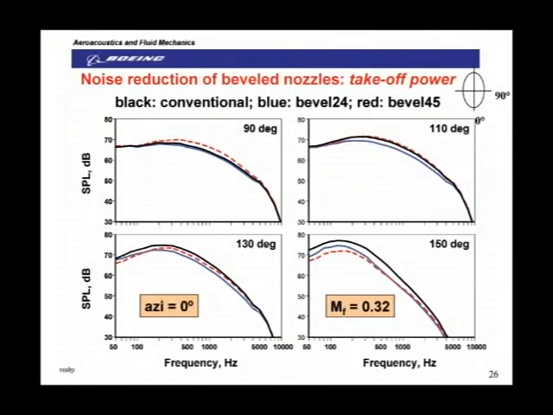Okay, let me show you some sample spectra between the conventional round nozzle and the two primary bevel nozzles. Black is the baseline, the red is the bevel 45, and blue is bevel 24. As you know by now, bevel 24 is the winner, and you don't see any increase in noise for bevel 24 at any angle. At low angles, you don't get any noise reduction, but if you go to the peak noise reduction, you get substantial noise benefit of about 4 dB across the spectrum.